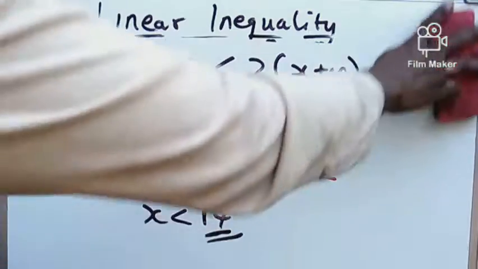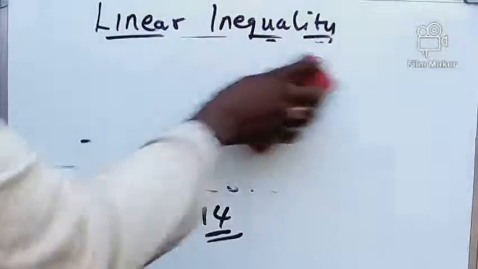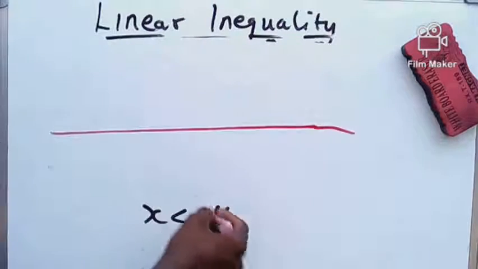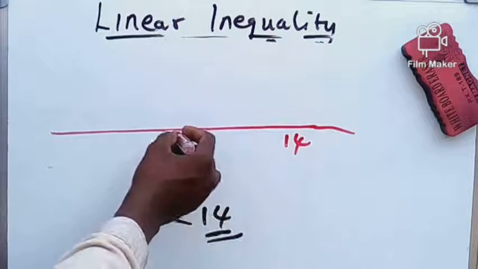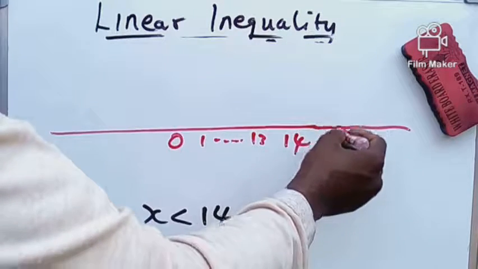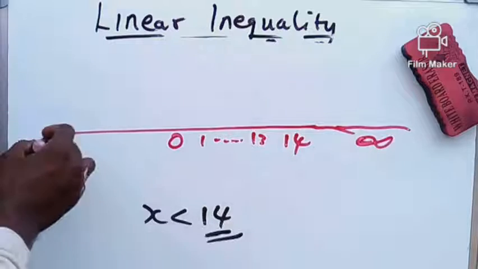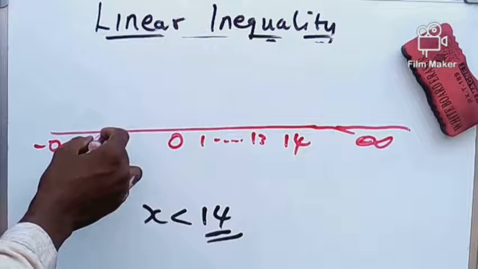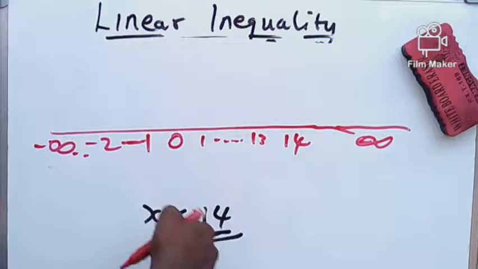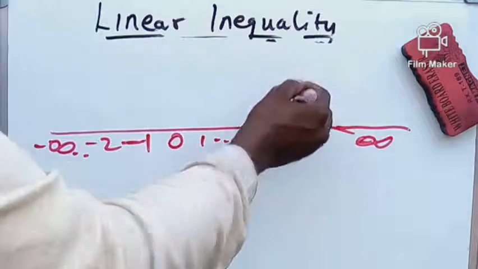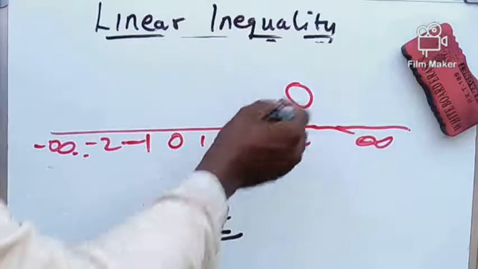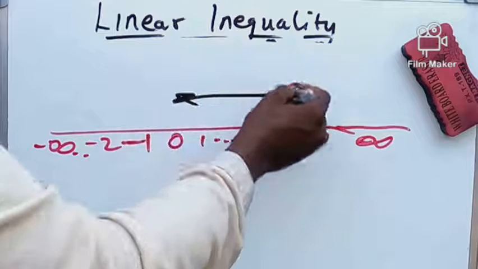So next, we represent this on a number line. As usual, we simply draw our number line and identify 14. 14 should be around here, and this is 0, 1, all the way to 13. This is all the way to infinity. This is negative infinity. This is minus 2, minus 1, and all the rest of them. So where are we looking? Our target is 14, and it is less than, so we simply use an open circle that is not shaded. So this goes down, and that is the answer.